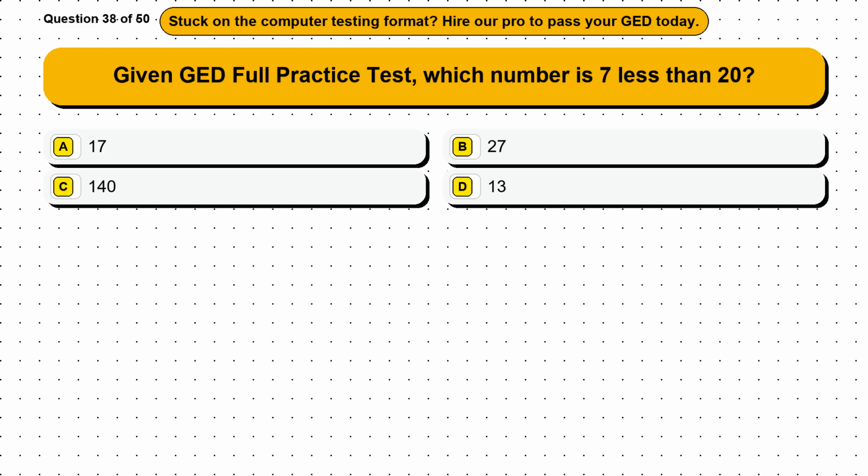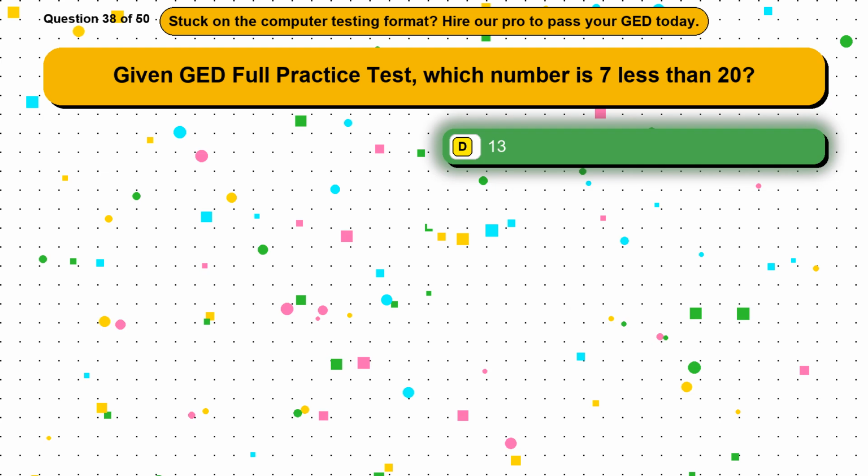Question 38. Given GED Full Practice Test, which number is 7 less than 20? Option A, 17. Option B, 27. Option C, 140. Option D, 13. The correct answer is option D, 13.